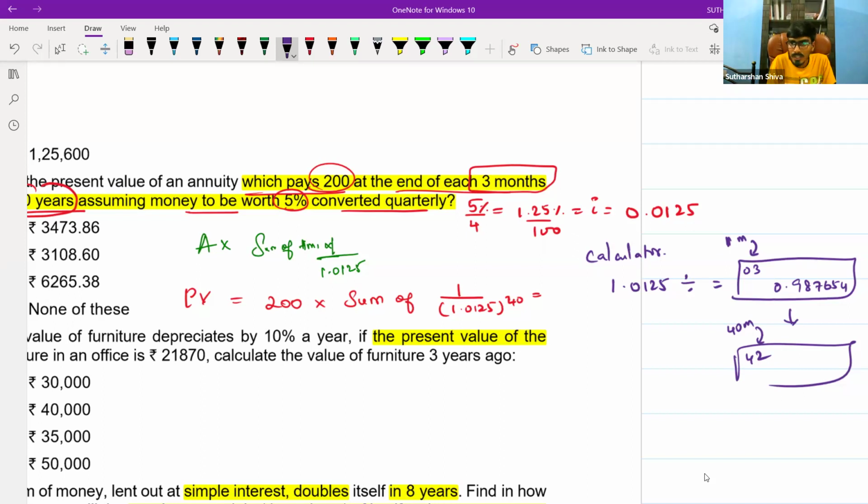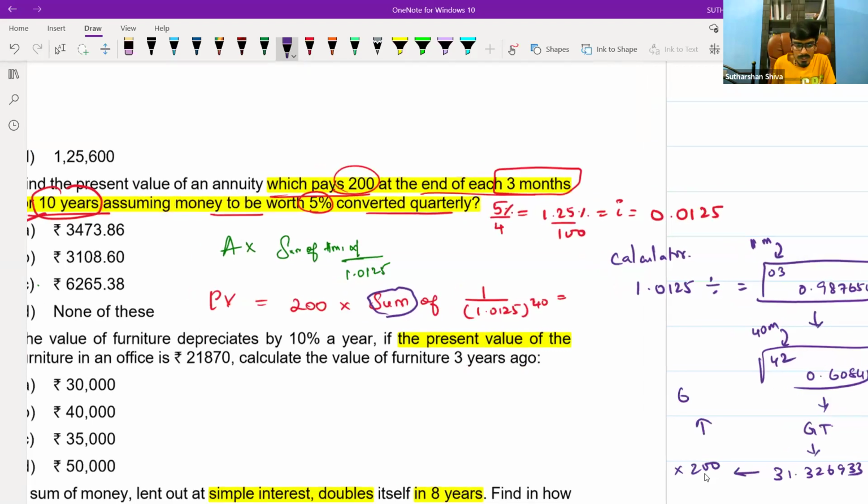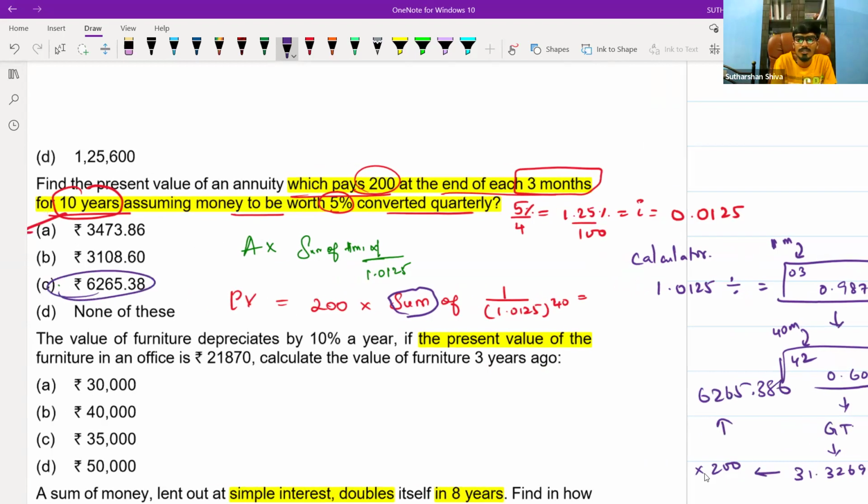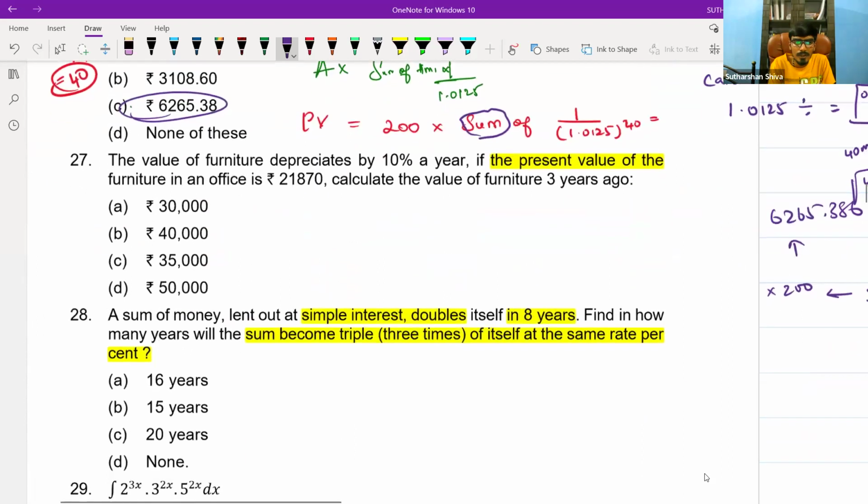You can press the calculator in a jolly mode, up to 42. If it is 42, it is 0.60841 or so. Then press GT, the grand total button. You will get a value somewhere around 31.326933. Then multiply by the annuity. What is the annuity value? 200. Multiply by 200 and you will get 6265.386. Option C is your answer. Easy. Shall we go for 27?